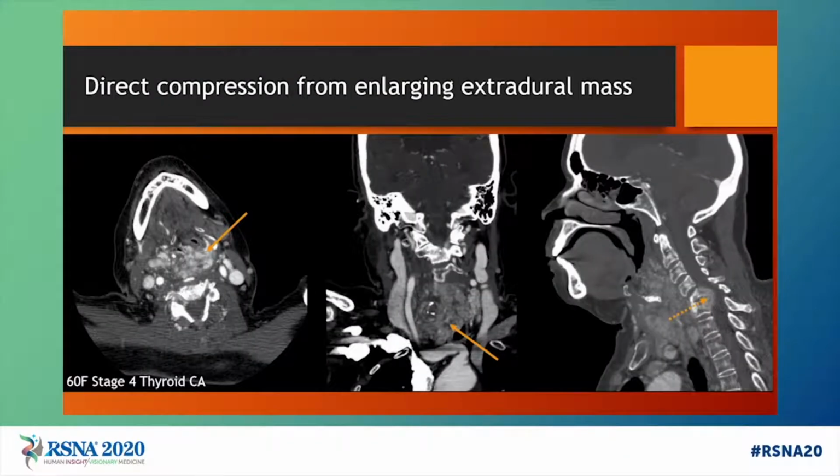In this patient with stage 4 thyroid cancer, we see that the rather large heterogeneously enhancing lesion is growing directly through the C5 vertebra and into the cervical epidural space where it is causing spinal cord compression.